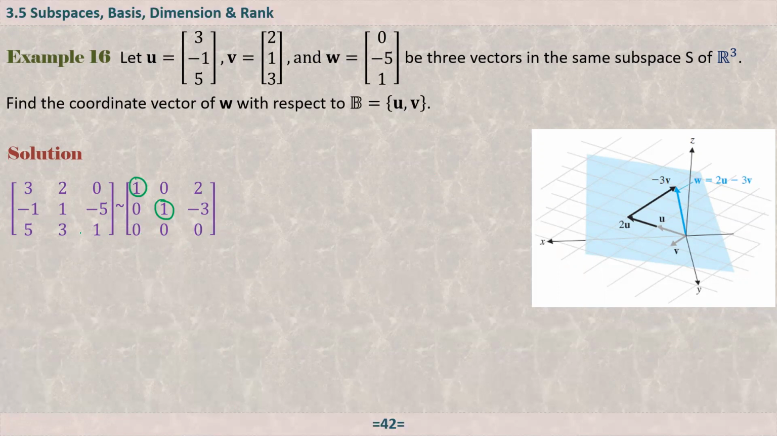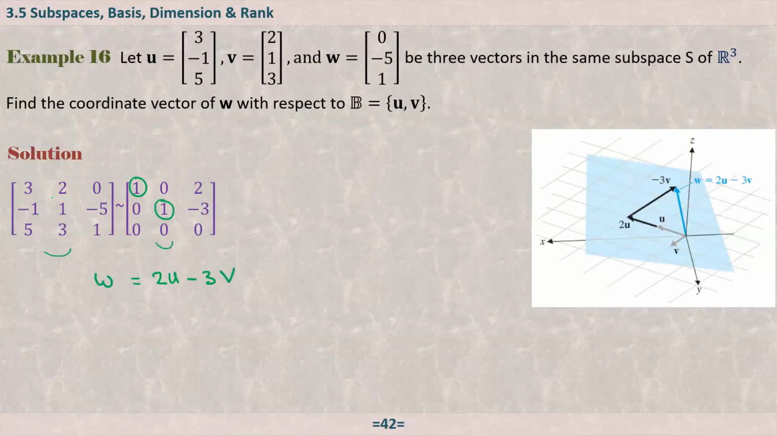Also, when we reduce this to reduced row echelon form by using some elementary row operations, we know that the columns of this matrix and the columns of this matrix have the same linear dependence relationships. That means, as you see here, if I multiply the first column, which is U, by 2, and the second column by -3, I can get the third column. That means that W is equal to 2 times U minus 3 times V.